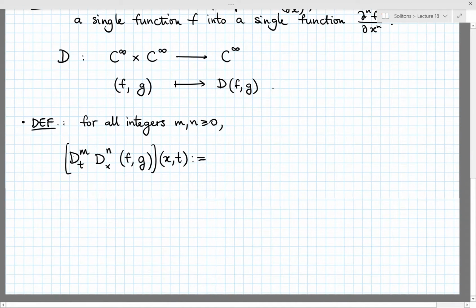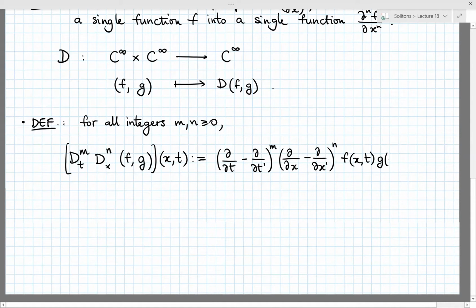So for capital D t to the m, we take a partial derivative with respect to t minus partial derivative with respect to t prime, m times. And then for D x to the n, we get partial derivative with respect to x minus partial derivative with respect to x prime, n times, of now a product of two functions, f, which is a function of x and t, and g, which is a function of x prime t prime. Okay, I need some space, so let me move this to the left.